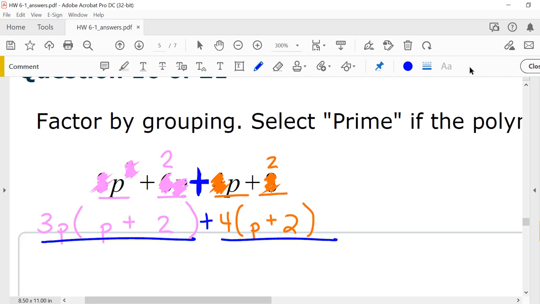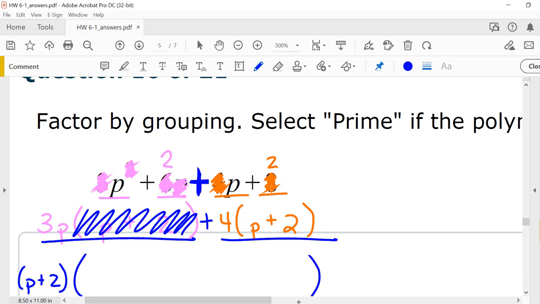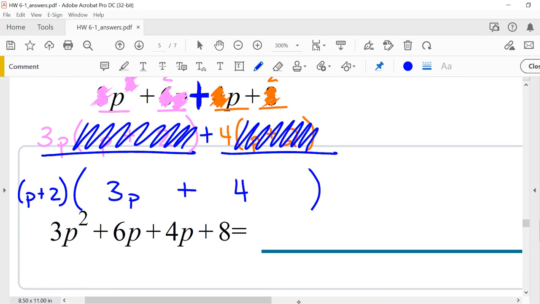I see that both of those terms have a common binomial, p plus 2. If I pull that out, what remains? Well, this one's gone, so all that I have left is a 3p plus, if I pull out the p plus 2, all that remains is a 4. So my answer will be p plus 2 times 3p plus 4.